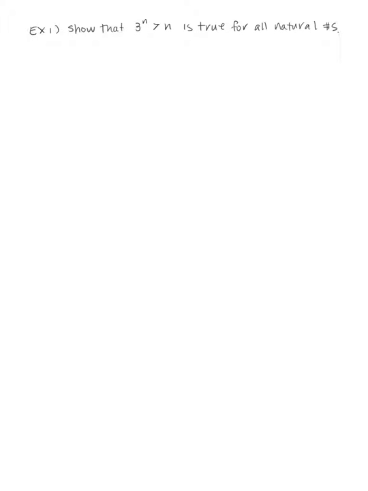So the first example is to show, or that's equivalent to saying prove, that 3 to the n is strictly greater than n is true for all natural numbers. Alright, so let's do this. I'm going to write it as a proof. Now step number 1, what we need to do is check whether the statement is true when n equals 1. So let me write that out.